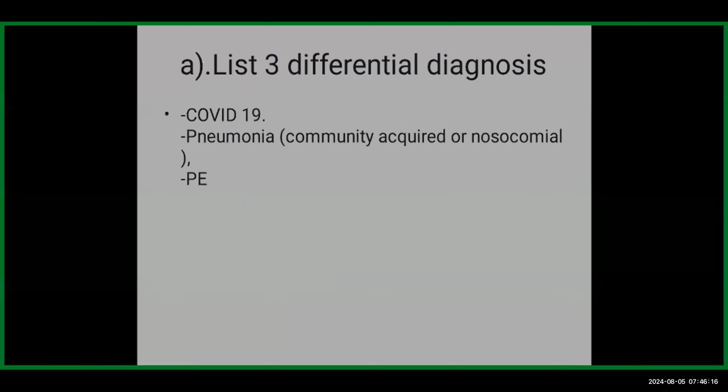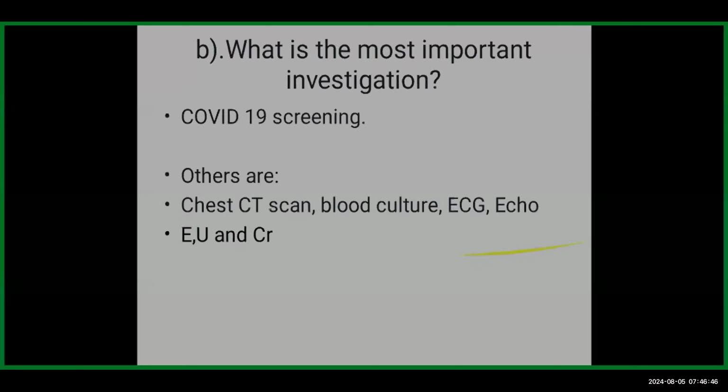The three differential diagnoses that I'll be entertaining, considering the presentation, are COVID-19 pneumonia, then community acquired pneumonia or nosocomial pneumonia, and pulmonary embolism. Those are the three top differentials that I'm thinking of. However, this is a recall and some information was missing, so with the little I could get, I will be thinking more of COVID-19 pneumonia.